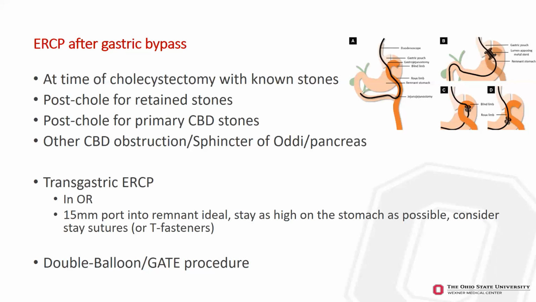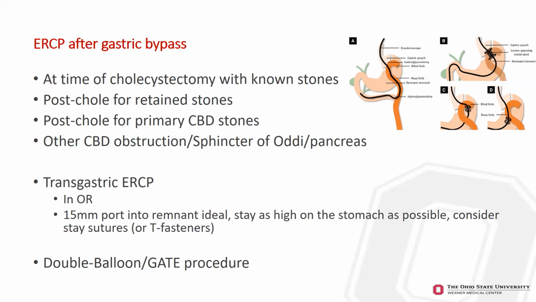Transgastric ERCP, like I said, is the most common thing that we do to help with stones and evaluate the common bile duct. My tricks of the trade, or pearls, for this: I typically try to put a 15mm port into the remnant. The ERCP scope's a big scope, and you do less damage to the scope this way.